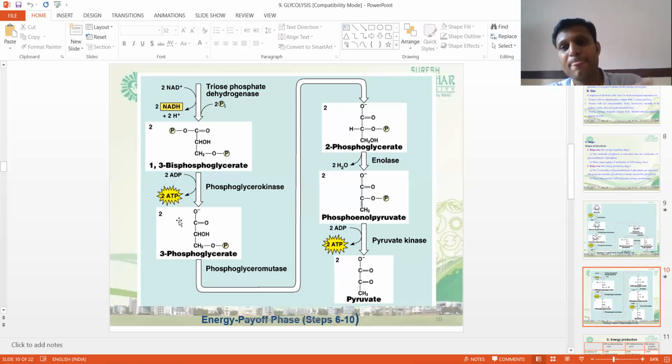Okay, so this is your energy payoff phase, where there are a total of 4 reactions which give all these 4 ATPs to us. We are investing 2 ATP and we are getting 4 ATP out of it. It is not the end. We'll be studying more about the ATP production in our upcoming slides now.